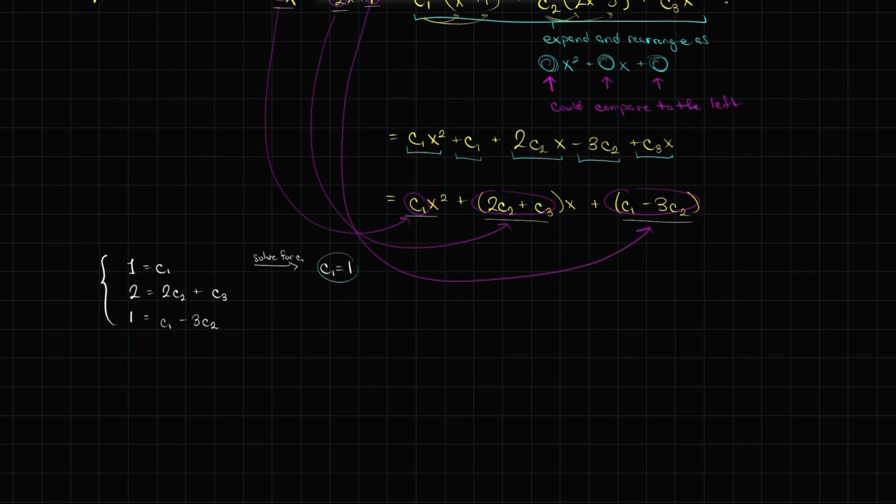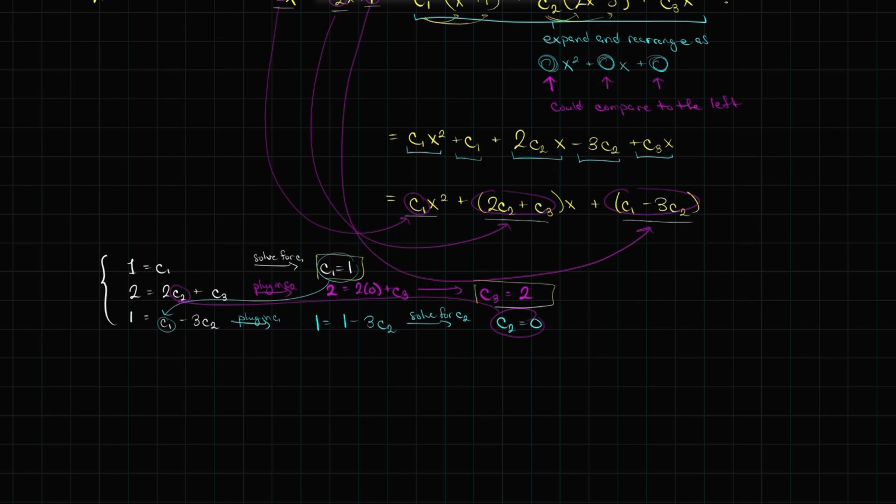If I'm using the substitution method, my second row doesn't have any c1s in it, but the third row sure does. So I can plug in c1, and I end up with 1 equals 1 minus 3c2. If I solve this for c2, I subtract 1 from both sides and find that negative 3c2 is 0, also known as c2 is 0. Then I plug c2 into the second equation and end up with 2 equals 2 times 0 plus c3, so c3 equals 2.